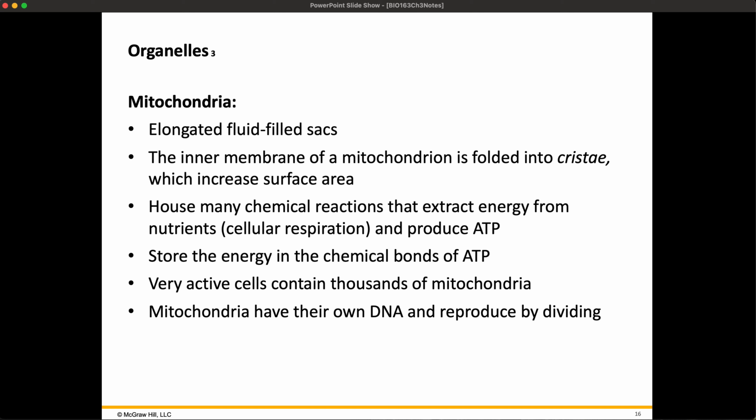They go through these series of reactions, breaking down molecules and harnessing that energy of breaking those bonds to then regenerate these ATP molecules. Very active cells like your muscle cells are going to have thousands of mitochondria. Cells in your kidneys and your liver are going to have a lot of mitochondria, with a large energy need. And mitochondria also have their own DNA and reproduce by dividing. So even within a cell, your mitochondria are going to have their own independent structures and processes.